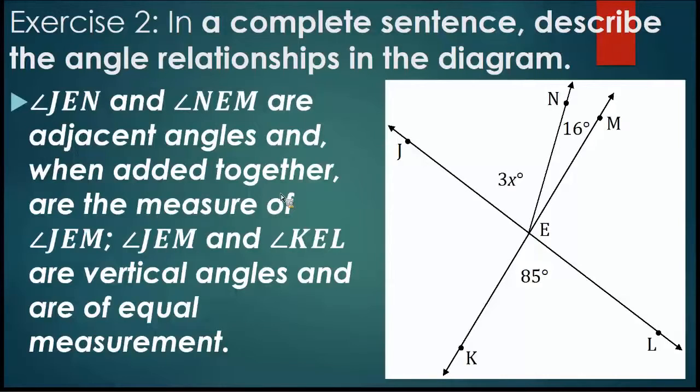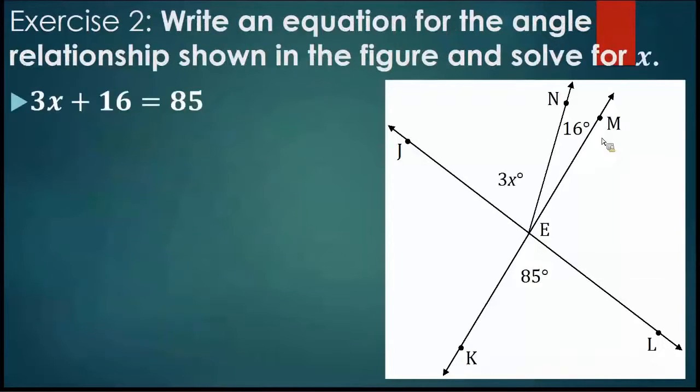JEM and KEL are vertical angles. And how we know this is by the diagram, by the lines. Line KM, line JL. That makes JEM and KEL vertical angles, so they must be equal in measurement. So what's that mean for us? We can set up our equation with certainty. 3x plus 16 equals 85. KEL is 85 degrees. JEM is 3x plus 16.